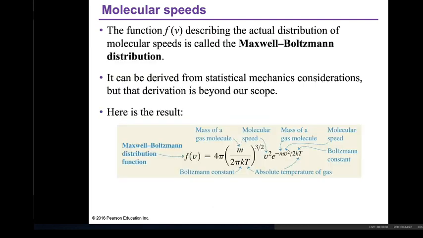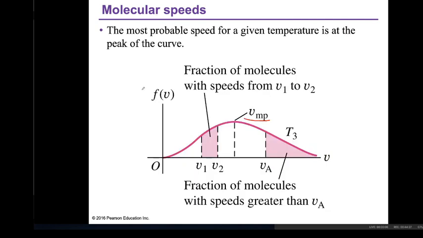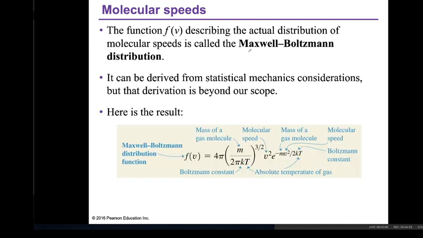Okay, so the function of Fv, so here we have the curve. This curve is described by a function here. The function of Fv is called Maxwell-Boltzmann distribution. It's shown here. It's a complicated equation. Again, it doesn't show you how to derive this equation.